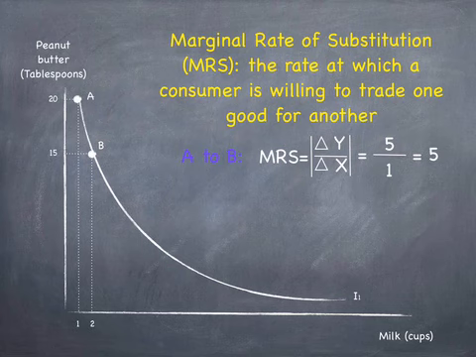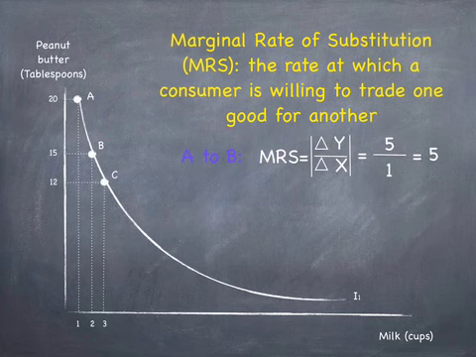That gives us an actual quantity, an actual number that describes her willingness to give up peanut butter in exchange for milk. Let's calculate the marginal rate of substitution as we move from B to C.